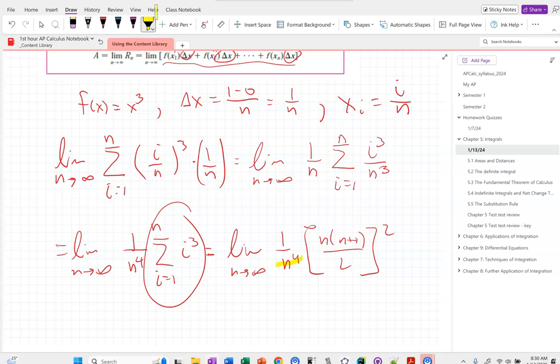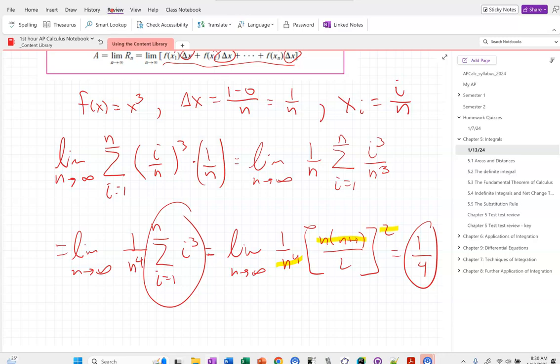The degree of the denominator is 4. And the degree of the numerator is 2 squared. So 4. So my limit should be leading coefficient of the numerator over leading coefficient of the denominator, and I'm done. Does that feel okay, Ryan?